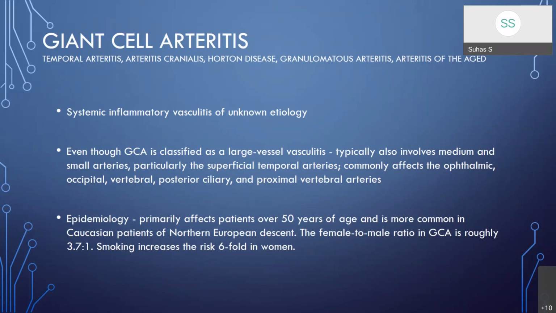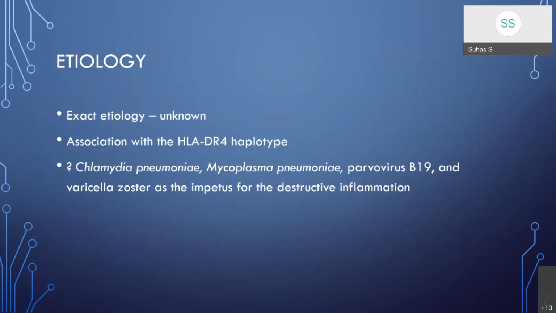It primarily involves patients over 50 years of age, and it is more common in Caucasian patients. There is more propensity for female presentation of this disease, and smoking in females increases the risk of developing the disease by 6-fold. Coming to the etiology, the exact etiology remains unknown. It is associated with the HLA-DR4 haplotype. Infectious agents like chlamydia, mycoplasma, parvovirus, and varicella zoster have been suspected as the instigator which starts off this destructive inflammation.